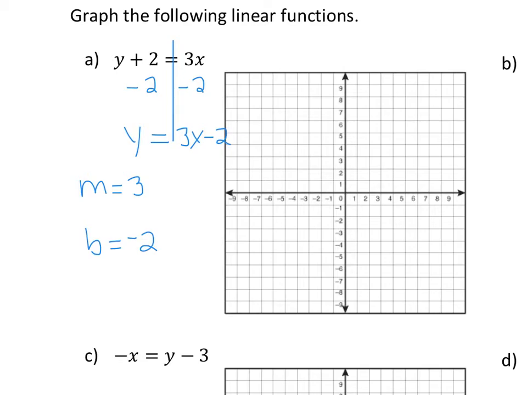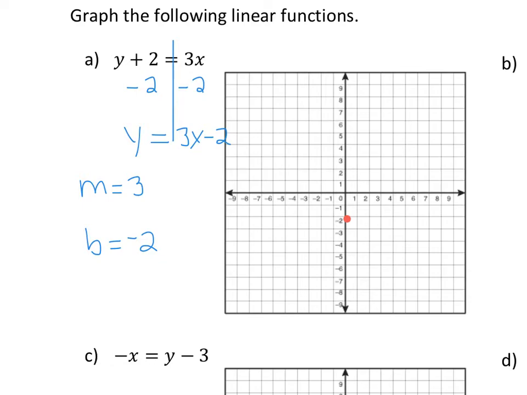Our slope tells us which directions to go, and our y-intercept tells us where to begin. So I always like to think of B for begin. We begin at -2. It is a y-intercept, which means we begin on the y-axis at -2. So the first thing we're going to do is plot a point on our graph on the y-intercept at -2. Let's move this ruler out of the way. So y-intercept is -2. So go ahead and put a point.